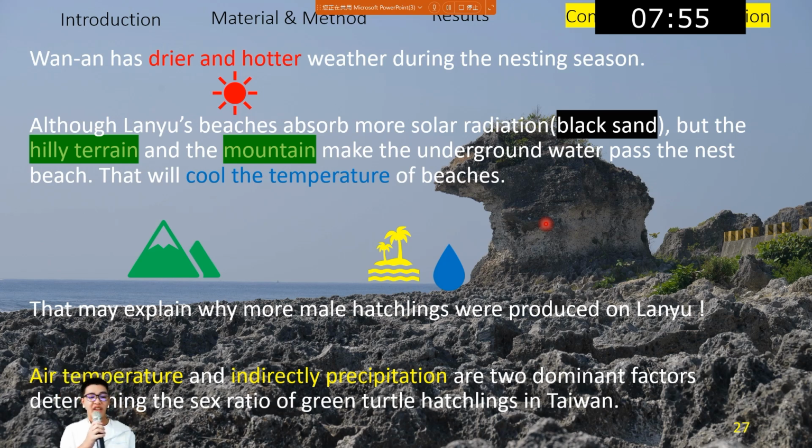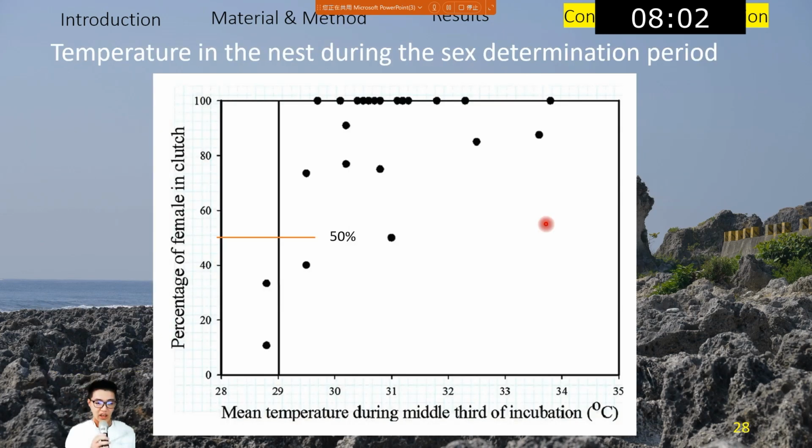Air temperature and indirect precipitation are 2 dominant factors that determine the sex ratio of green sea turtles. And this is the relationship between the mean temperature and the percentage of female. Most of them tell that 29 Celsius degrees is the pivotal temperature, which means that 50% will be male and 50% will be female at 29 Celsius degrees. But I think this cannot just be a line, maybe a range. 29, maybe, I think it can be a range over there, not just a line.